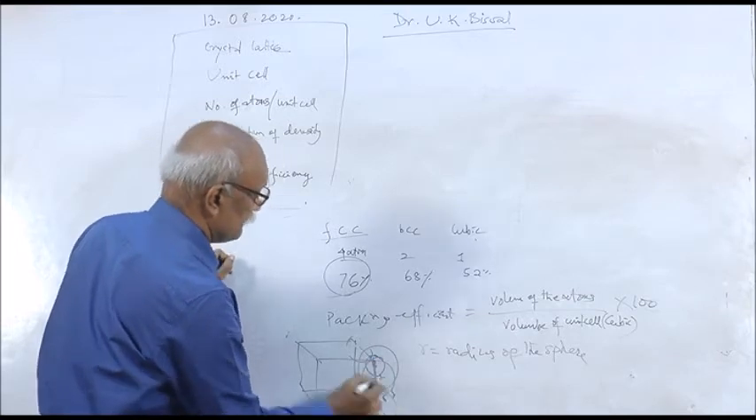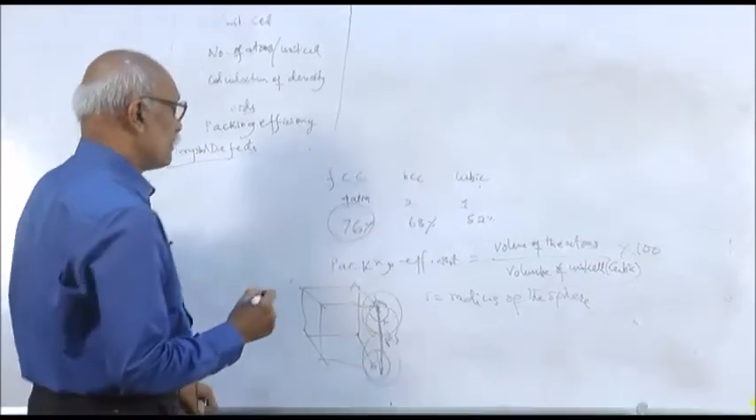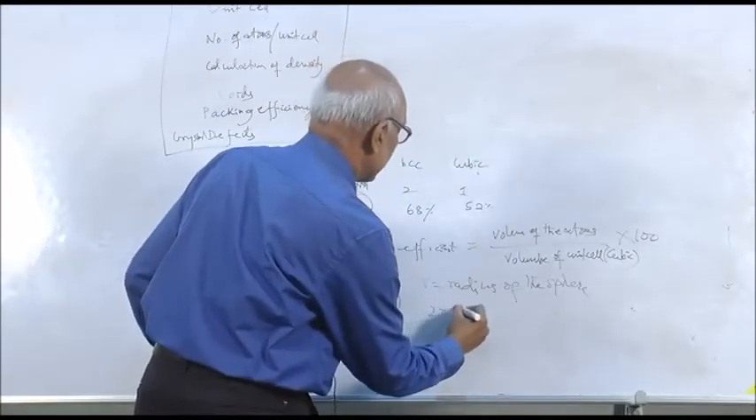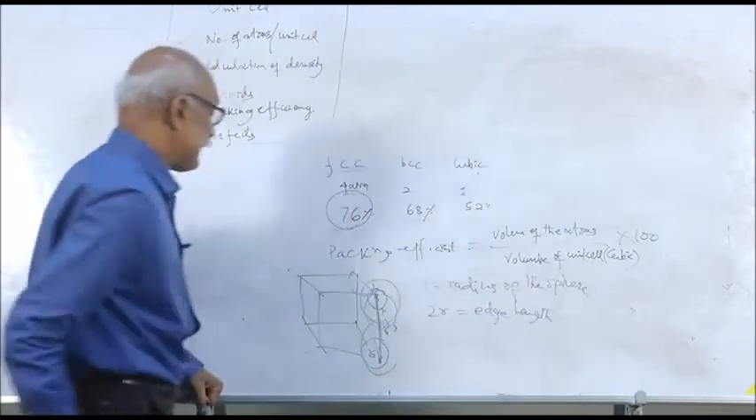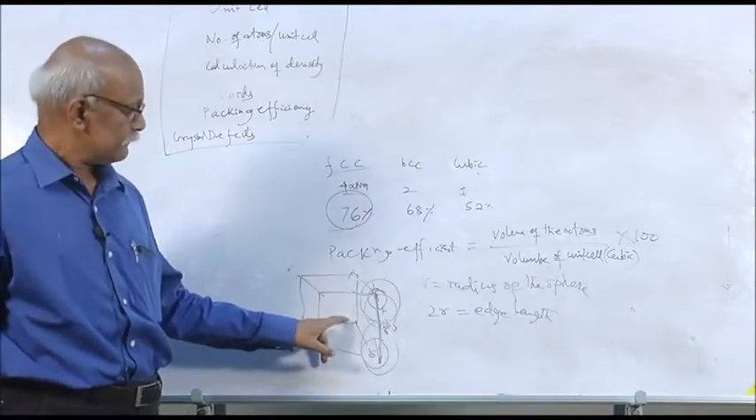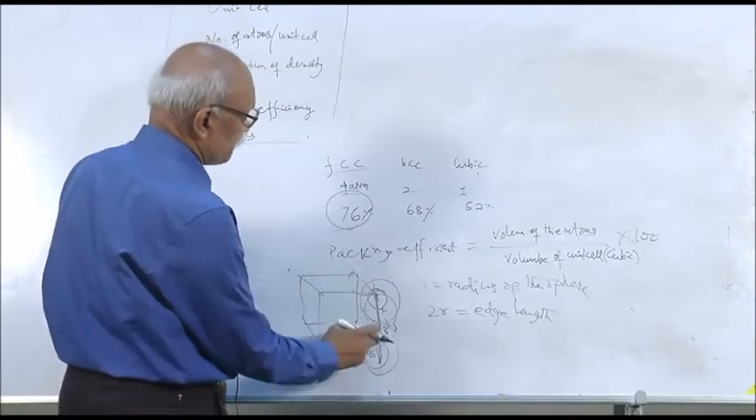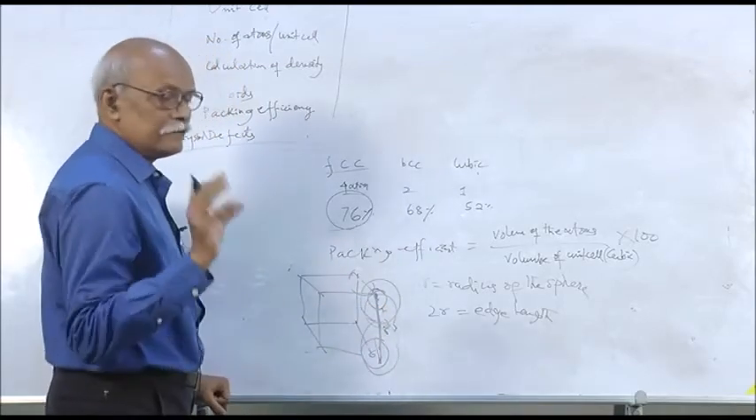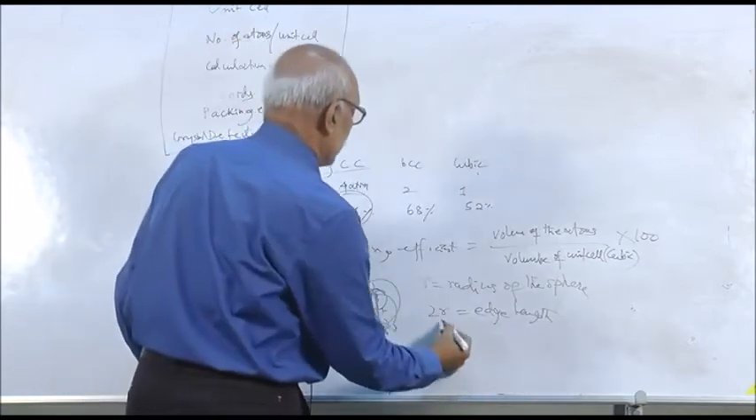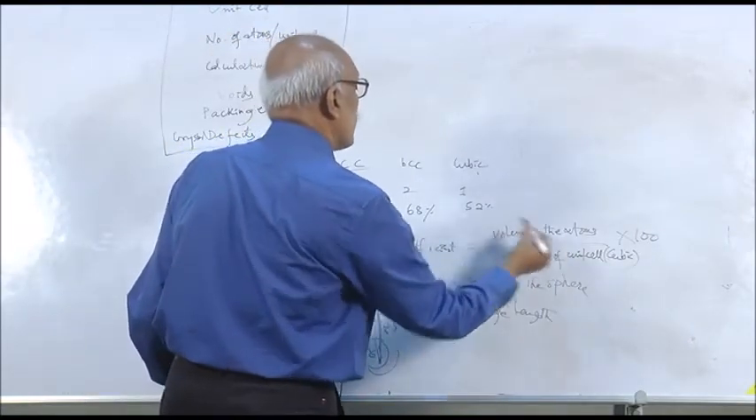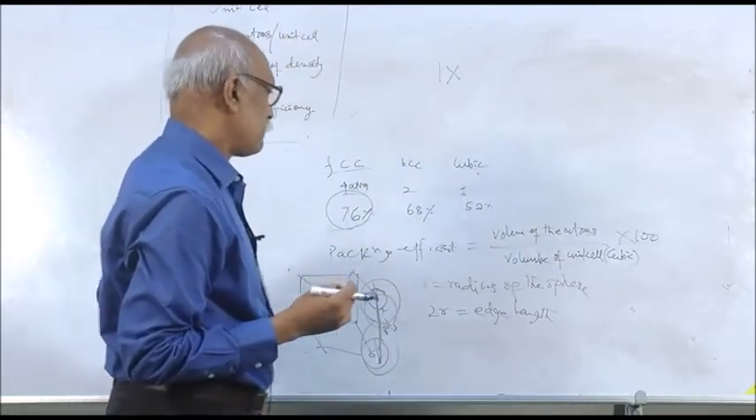So this length, that means the distance between the centers of these two spheres, will be 2r. So 2r is called the edge length. Remember, in the case of a cubic lattice, the edge length will be 2r, that means twice the radius of each individual solid sphere. So then you can easily calculate the volume. There is only one atom per cube.